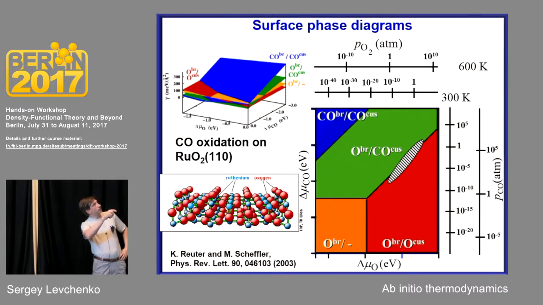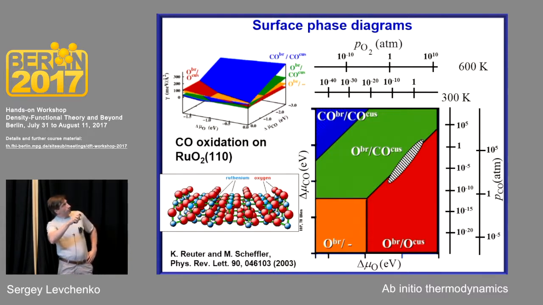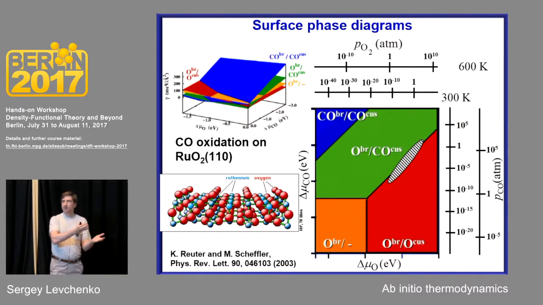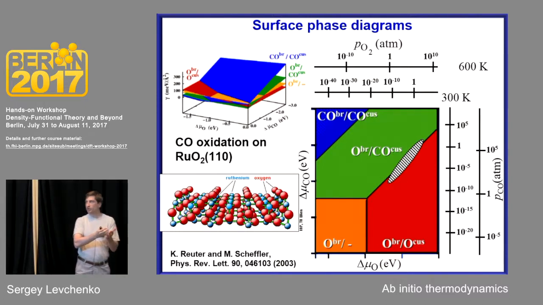So this is the free energy, and these are chemical potentials of oxygen and CO. And what we do, we try to figure out which surface is the most stable. We just look from the bottom of this thing, and that's what we get. We get conditions at which one or another surface stoichiometry is thermodynamically stable.